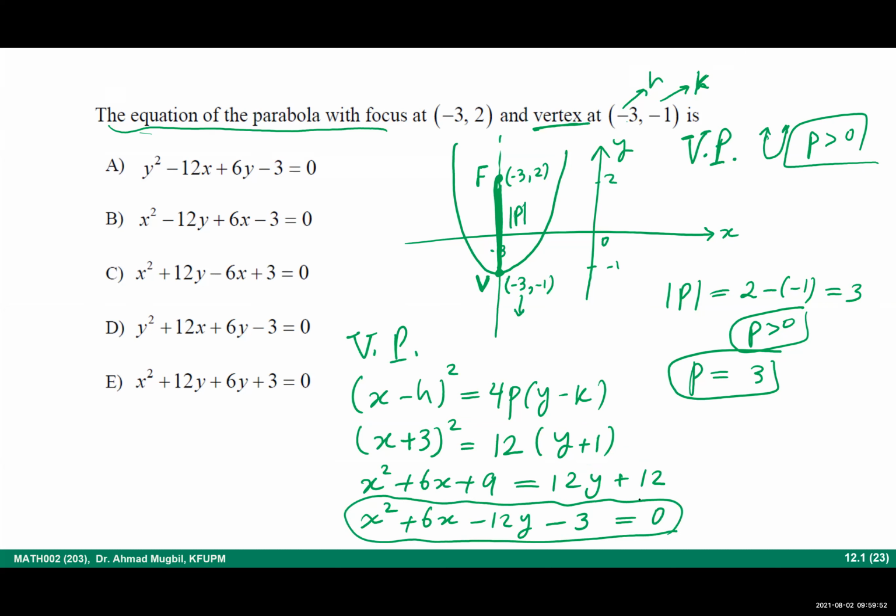Which answer do you think is the right answer? Clearly it is B. Check: x squared minus 12 plus 6 minus 3. Yes, it is B.